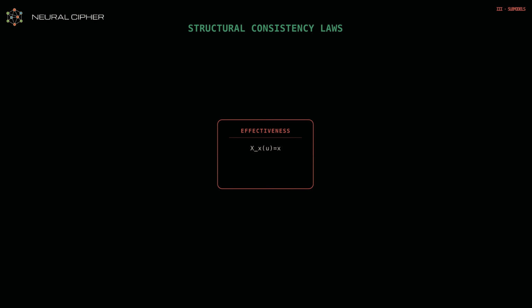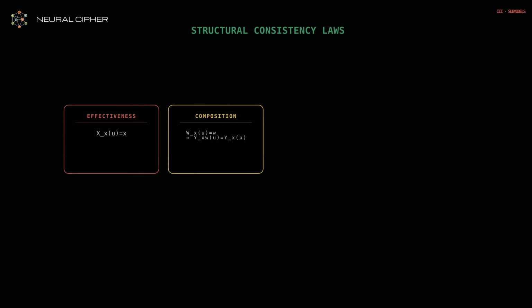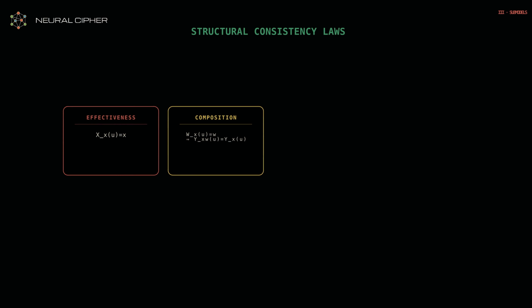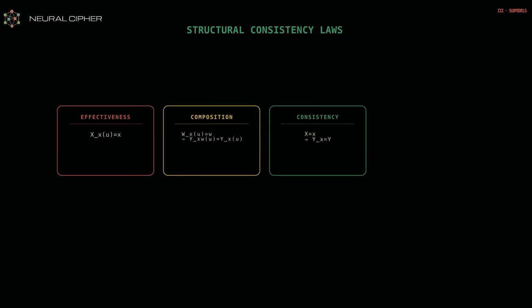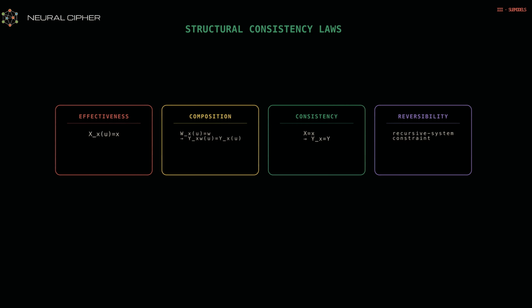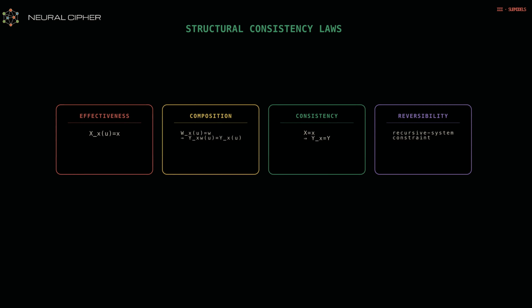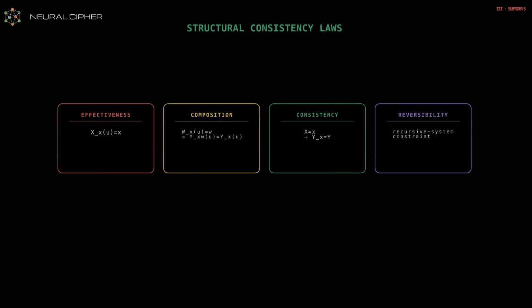Effectiveness gives X sub X of U equals X. Composition says that forcing a variable to the value it would already attain does not change the remaining solution. Consistency identifies the observed outcome with the potential outcome under the treatment actually received. Reversibility supplies another constraint on recursive systems. These properties restrict which joint counterfactual distributions can be represented by an SCM, but they do not identify those distributions from observational data.